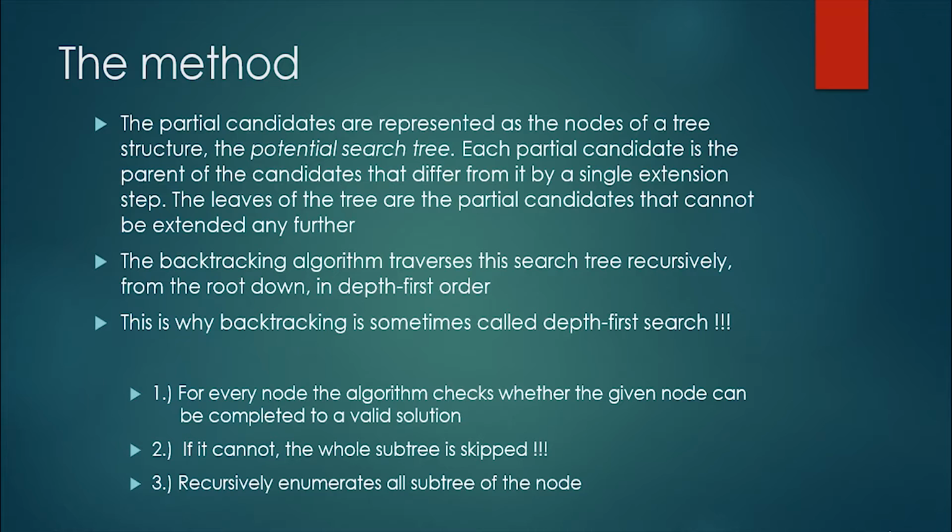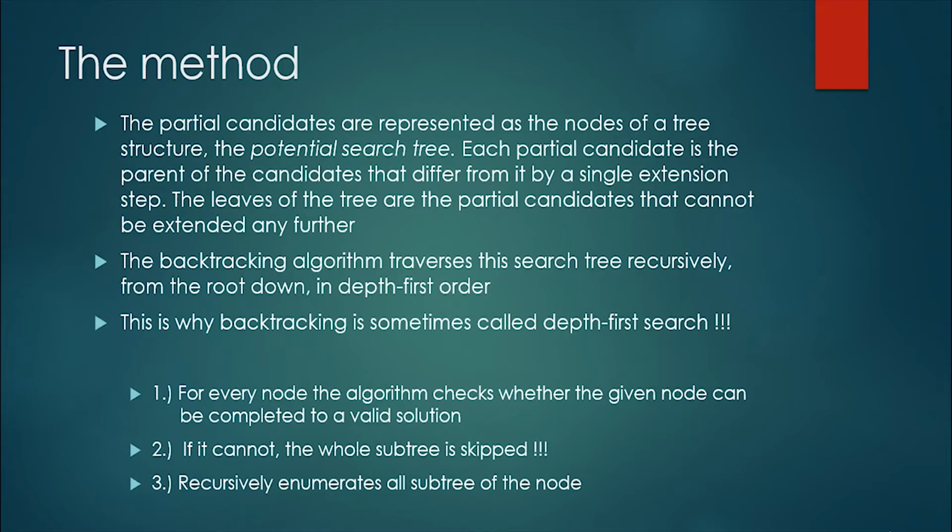The partial candidates are represented as the nodes of a tree structure, the so-called potential search tree, and each partial candidate is the parent of the candidates that differ from it by a single extension step. The leaves of the tree are the partial candidates that cannot be extended any further, and the backtracking algorithm traverses this search tree recursively from the root down in depth first order. And usually this is why backtracking is sometimes called depth first search or depth first order, because basically it does a depth first search.